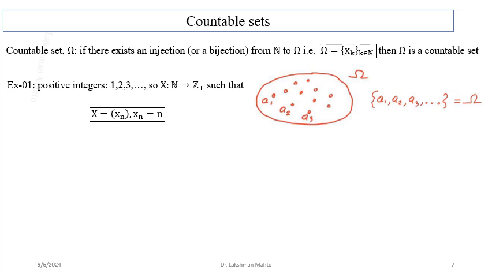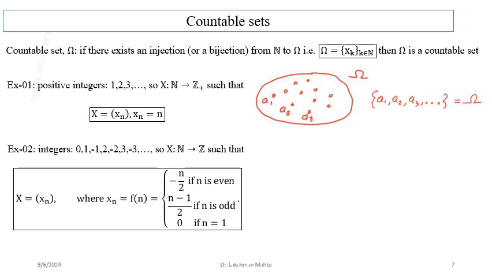Every countable set has a unique sequence. It is not like there are two different possibilities; not two sequences will come there. Second example: take the integers. Integers include positive integers, negative integers, and zero as well. So how do you define a bijection from the set of natural numbers to Z?